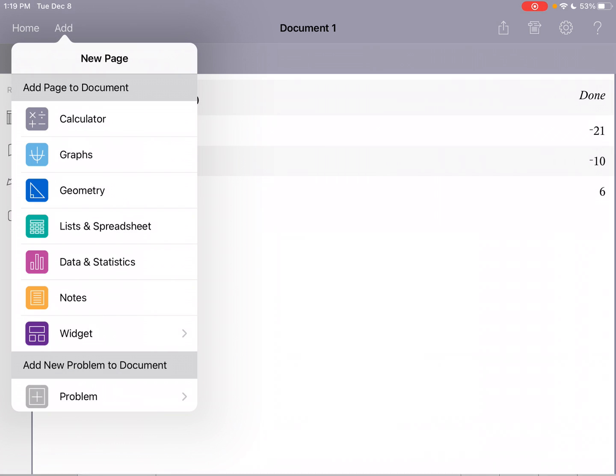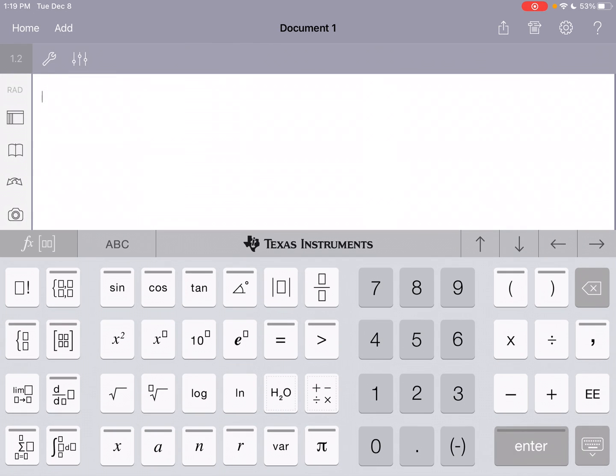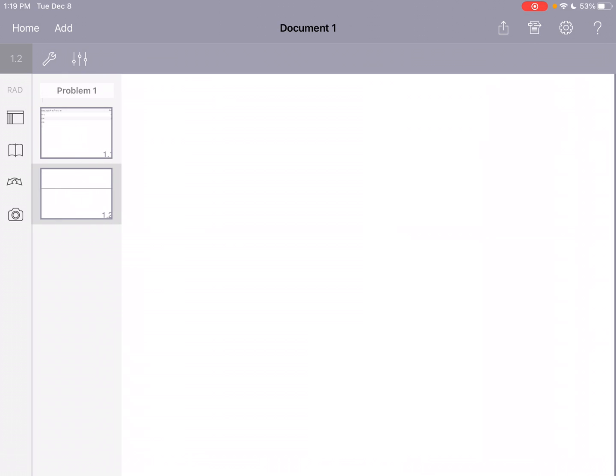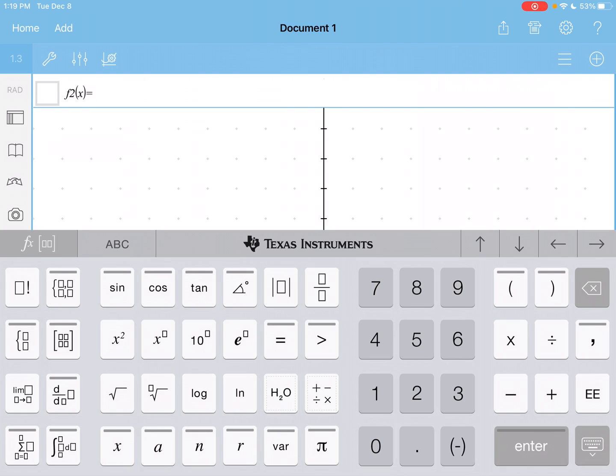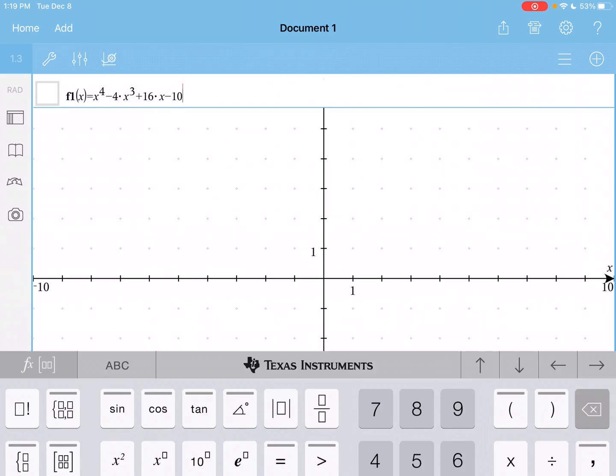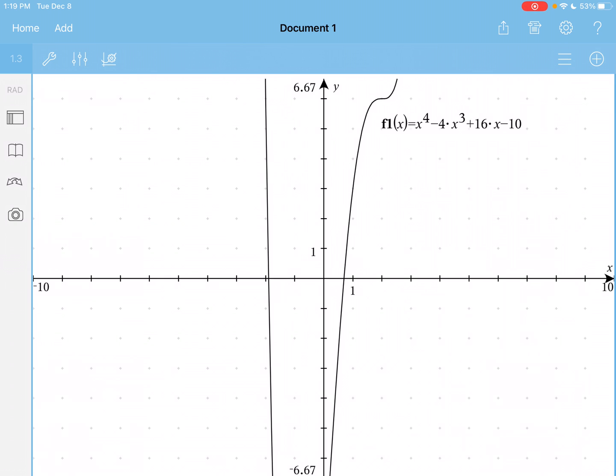And I'm going to add a calculator page to this document here. No, that's not what I wanted. Let's try that again. How do I do this? I think if I hold that... heck, I don't know. All right, let's try it again. I wanted to add a graph page is what I meant. And we want to go ahead and just graph. Let me hit my up arrow, f1 of x, which looks like that.